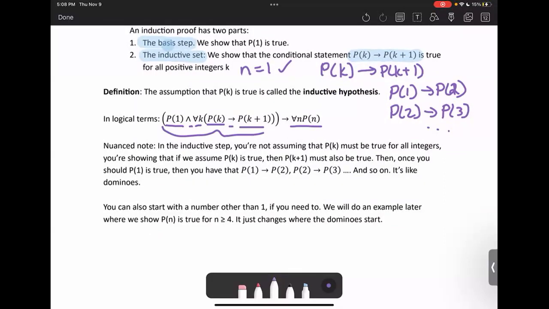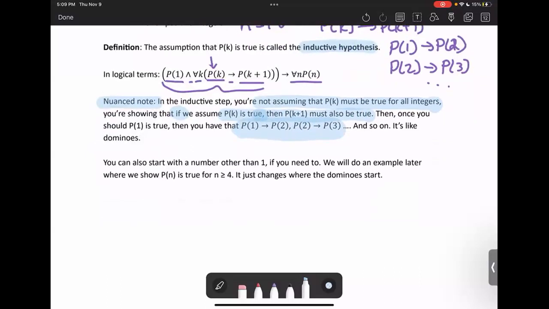The assumption that P of k is true is called the inductive hypothesis, right? So this statement here is called the inductive hypothesis. We're going to assume that if it is true, then it must also be true for k plus 1. So the nuance here is that in this induction step, you are not assuming that it must be true for all integers, right? You are not assuming that P of k must be true for all integers. You're showing that if we assume it is true, then P of k plus 1 must also be true, right? So then once you show that, you get that kind of domino situation I was talking about earlier, right?